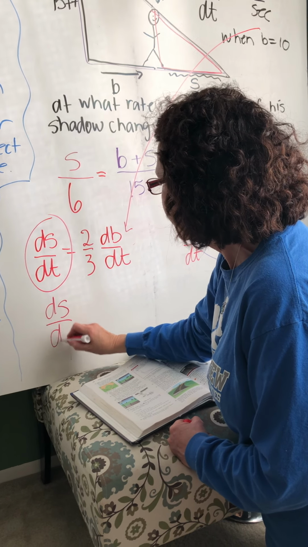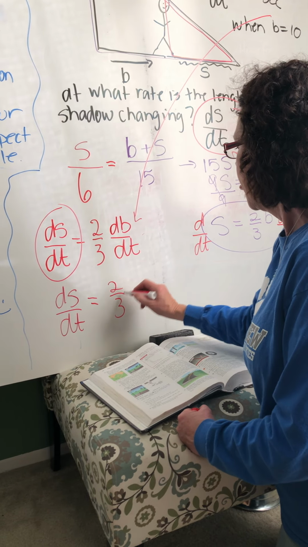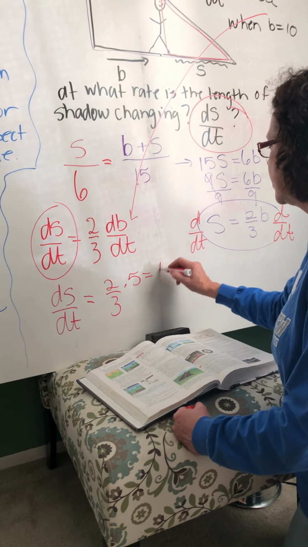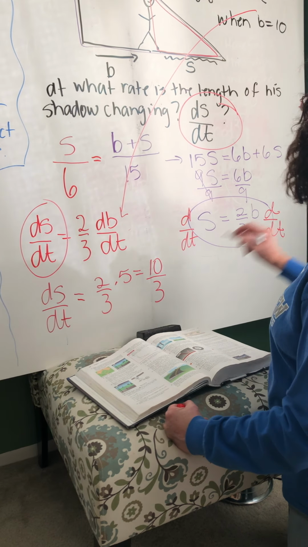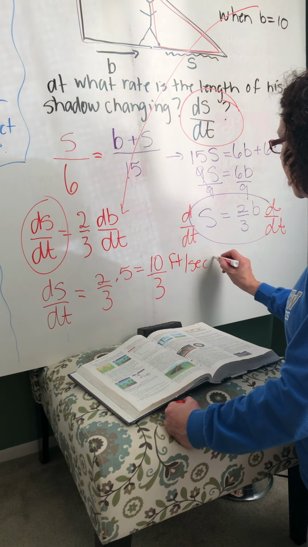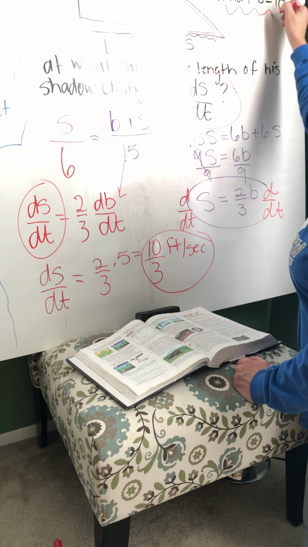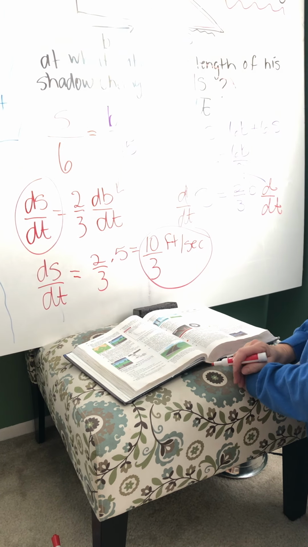So the rate that his shadow is changing is 2/3 times 5 equals 10/3. And what were our units? Feet per second. Notice they did give me before, when b is 10, I did not need it.